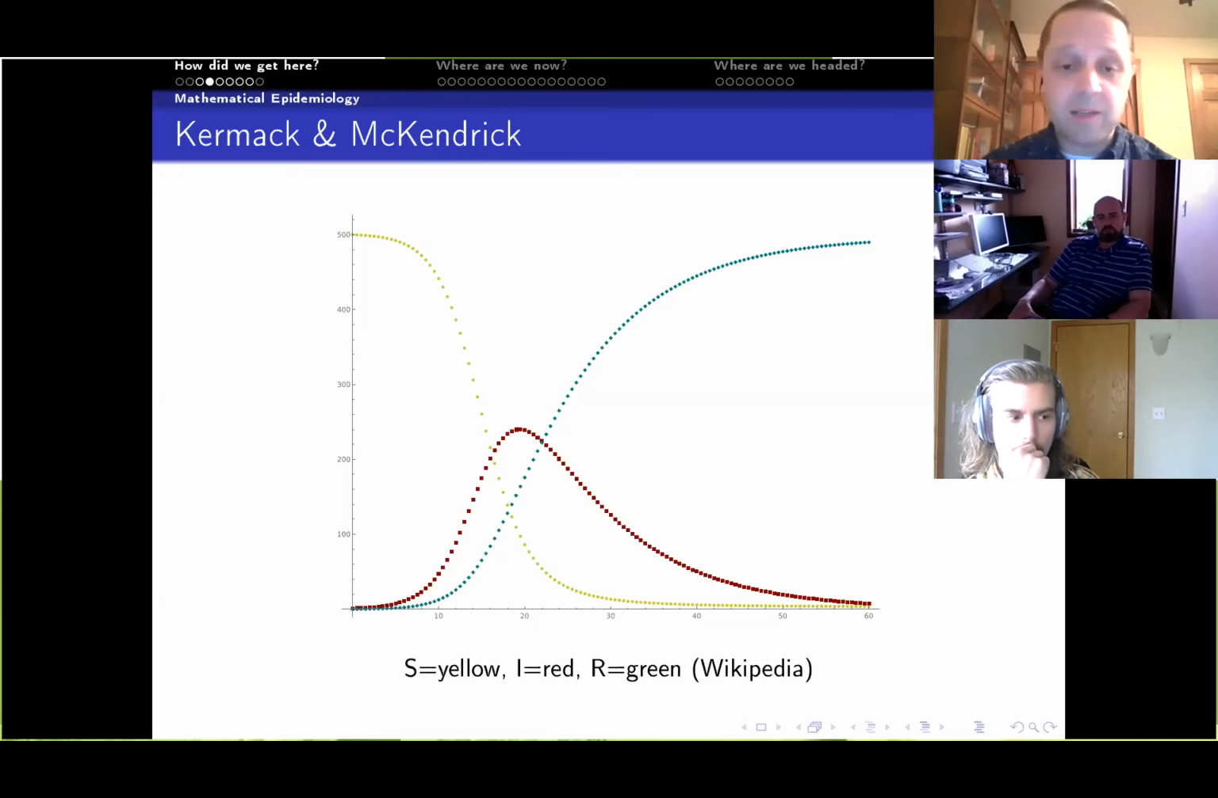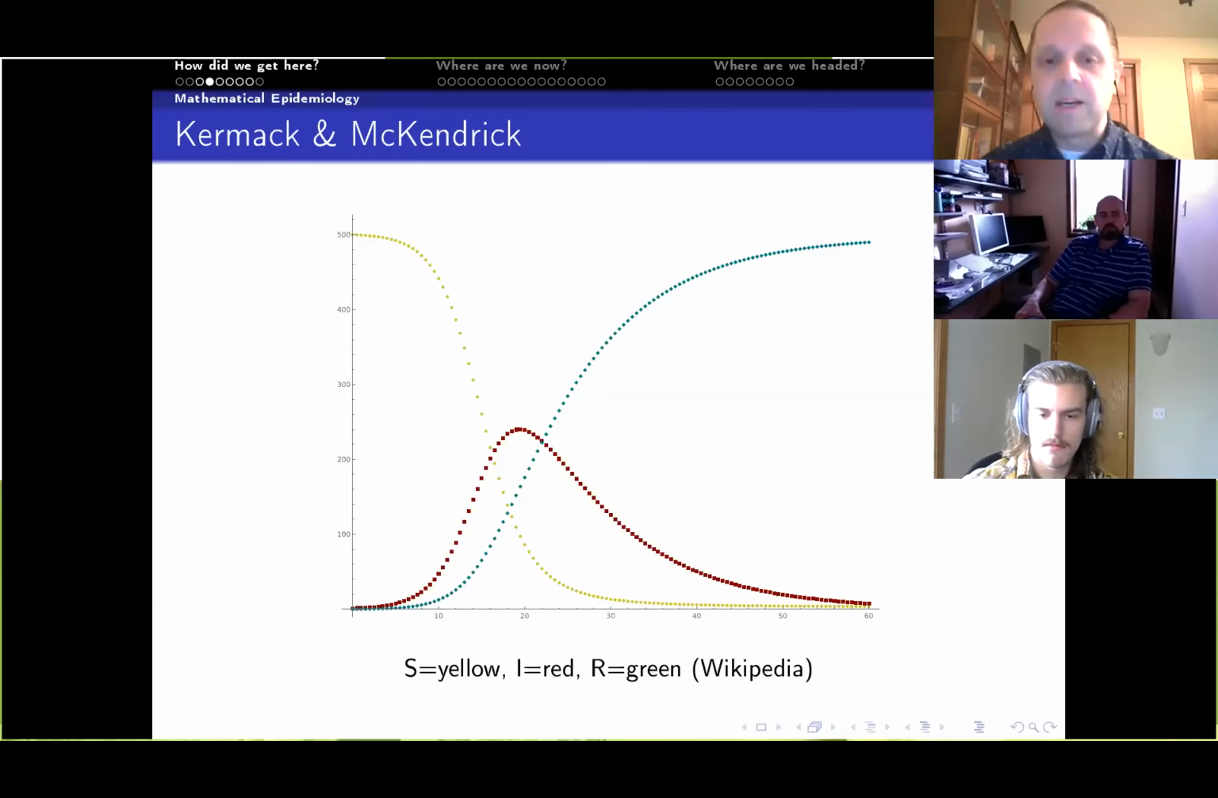And you see that here with this wave of infection, where the red curve peaks around day 20 and then decays. And the greenish-bluish curve, I guess on my screen, shows that everyone is passing through the infected category. So fundamentally, for the simple model, there's not a huge amount going on. It's just a wave passing through that compartment.